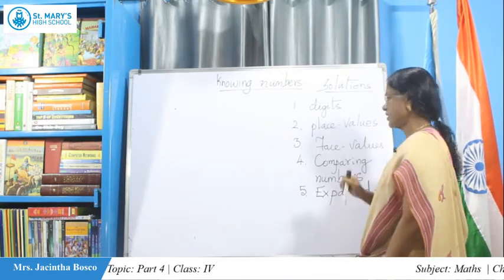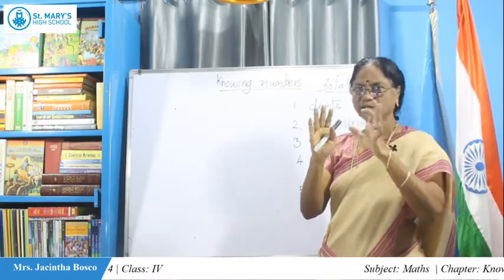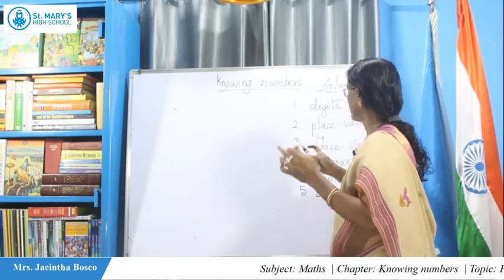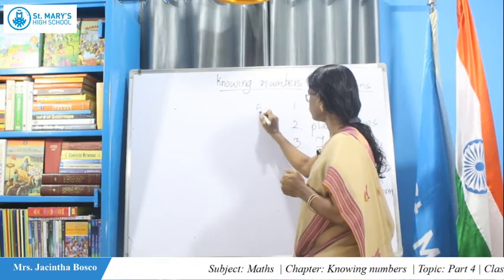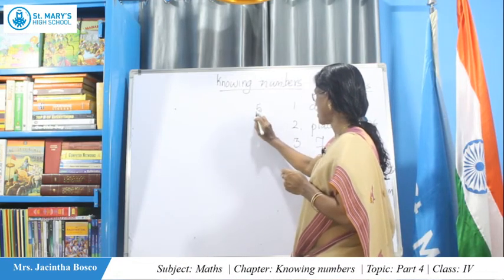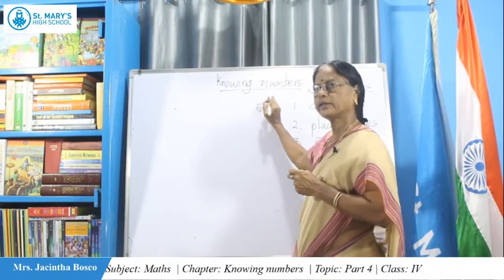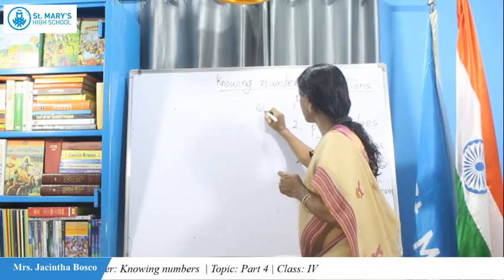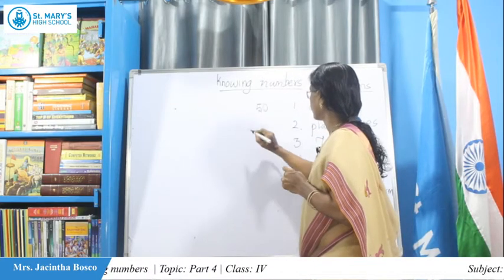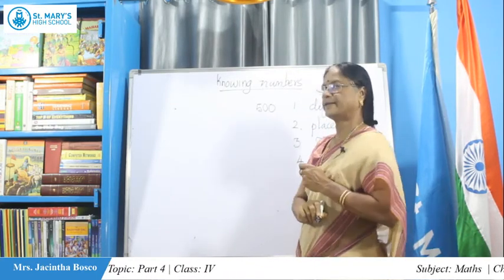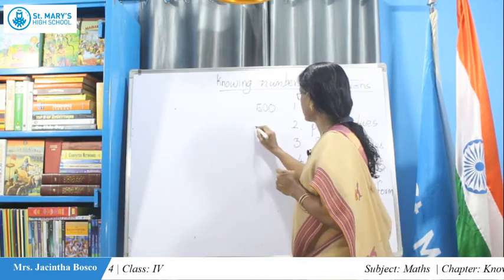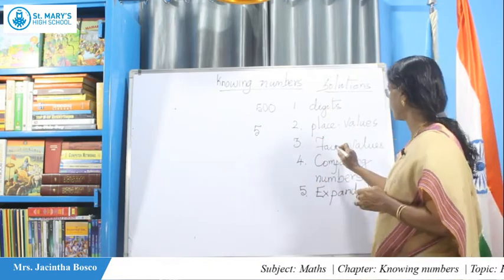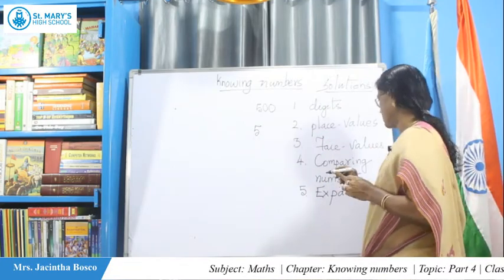Now, face values. The digits we are using now, maybe you take 5. Now, that digit 5 changes its value according to the places. 5's value, if it is in the tens place, it is 50. If it is in the hundreds place, it is 500. If it is in the ones place, it is 5. So, like that, its value will change, right.